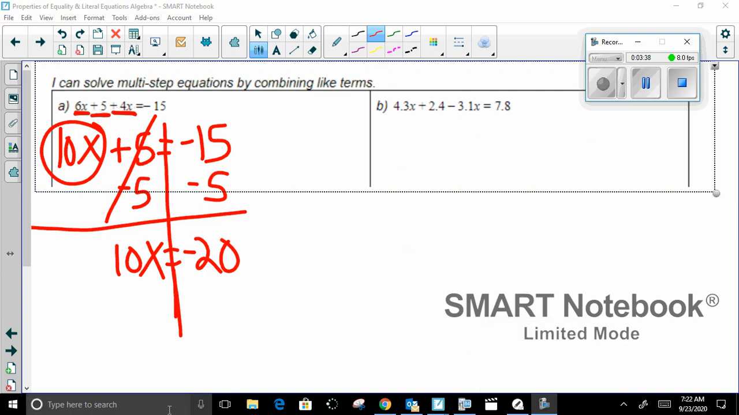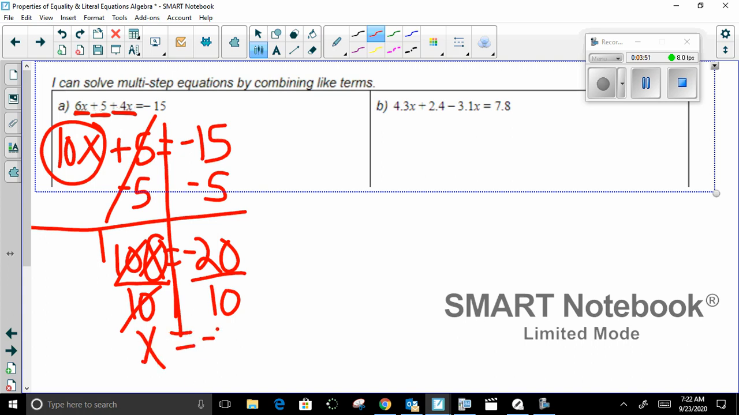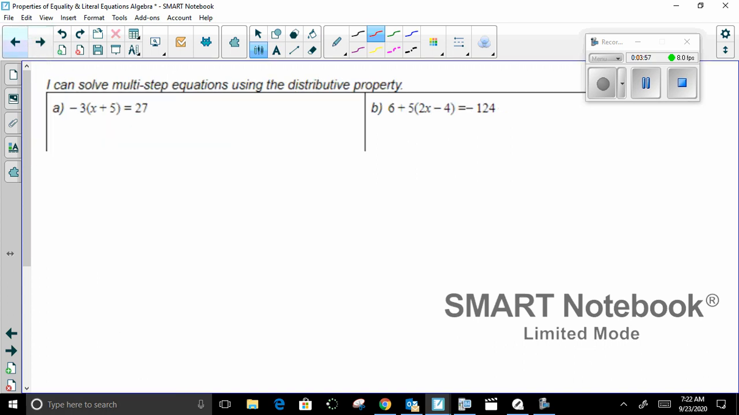And to finish solving for your x, you got to get rid of the 10. So you divide both sides by 10. Anything divided by itself is 1. 1 times x is x. What does that give me? Negative 2. So x is negative 2. I'm going to jump around. I'm not doing every single problem. Let's go ahead and do this second one.